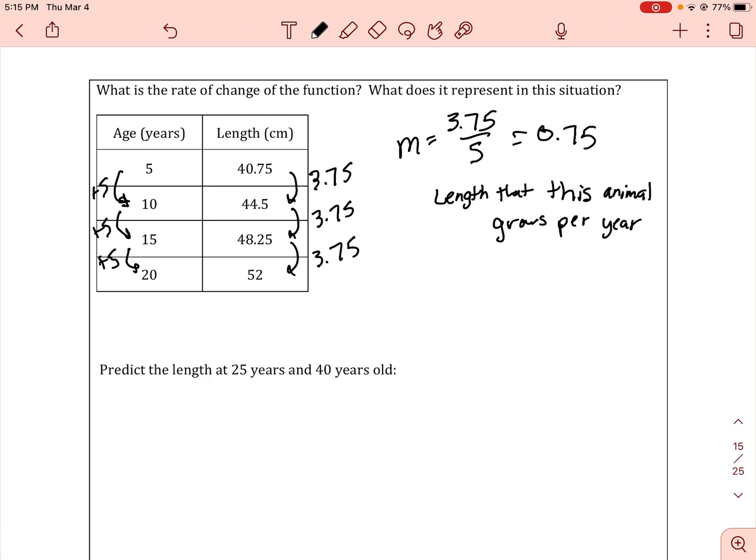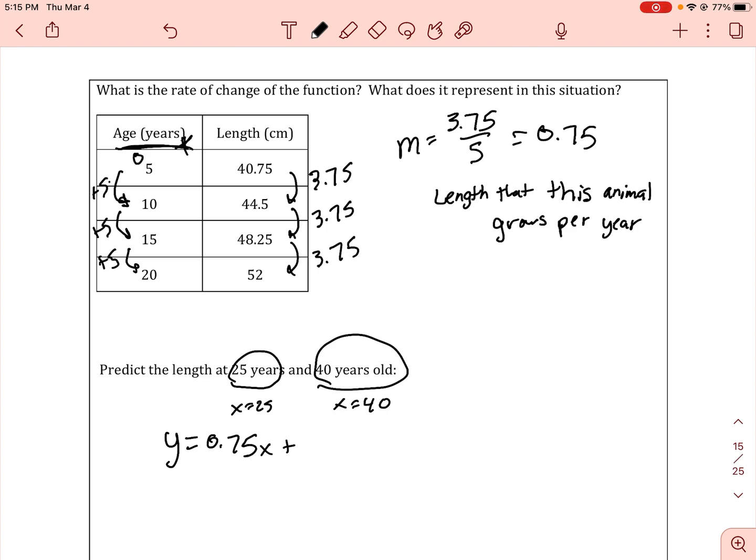So now we need to predict at 25 years. Years is my x value here. And at 40 years, again, years is my x. So we're given x equals 25 and x equals 40. But I need to solve for my equation. I already know my m. So y equals 0.75x plus b. Now I need to find what is my y-intercept. What's my b? When my x value is 0, what is my b?